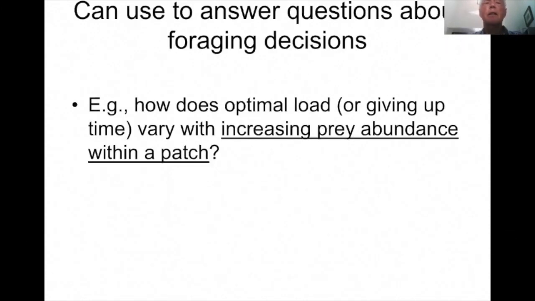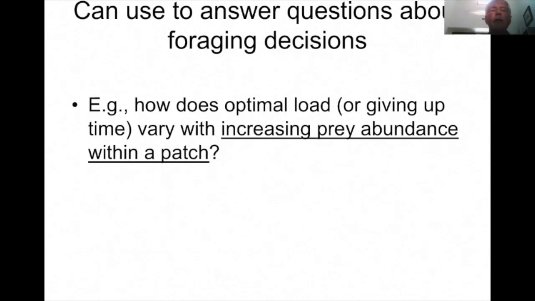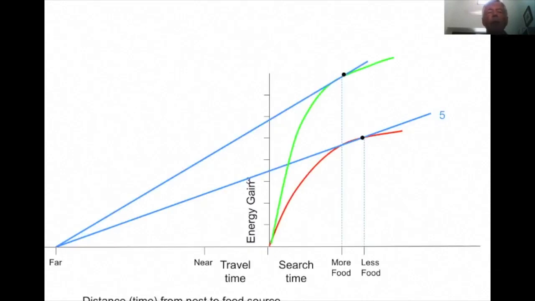All right. So this theory can be used to answer all kinds of interesting questions. And I'm going to tell you a little bit about a case study right at the end. It can be used to answer really interesting questions like, how does load or giving up vary with increased prey abundance? So if we look at a system where the prey is more abundant in the patch than another system where it is less abundant, these load curves are going to be characterized by the red, which is the less abundant prey, and the green, which is the more abundant prey.